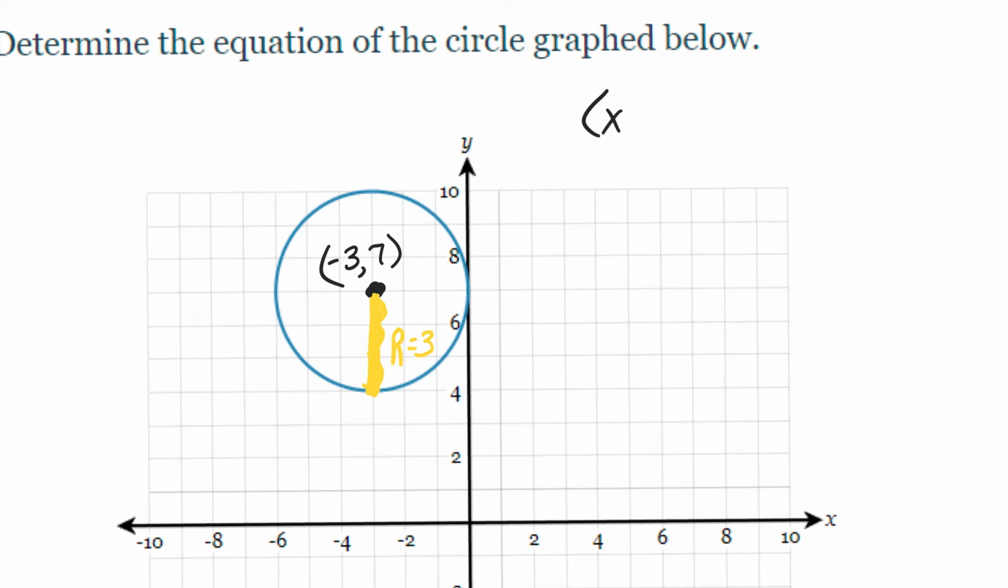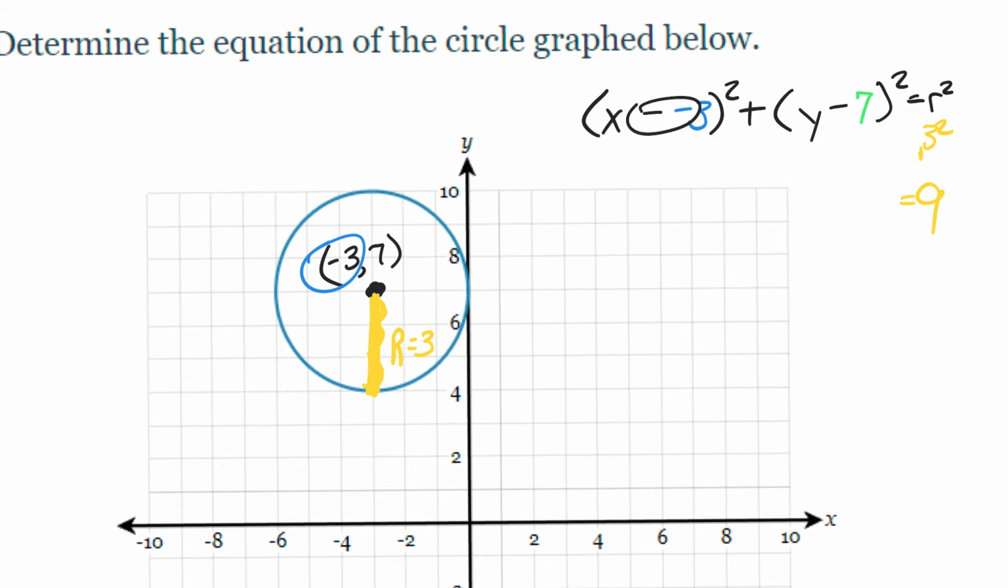What we have is (x minus the h value) squared plus (y minus the k value) squared equals the radius squared. And all we're going to do is plug in the values that we have. So our h value ends up being -3, so we're really plugging in a -3. And then our k value is 7. And then our radius, of course, is 3, so we're going to put 3 squared. We'll go ahead and jump down and call that value 9.